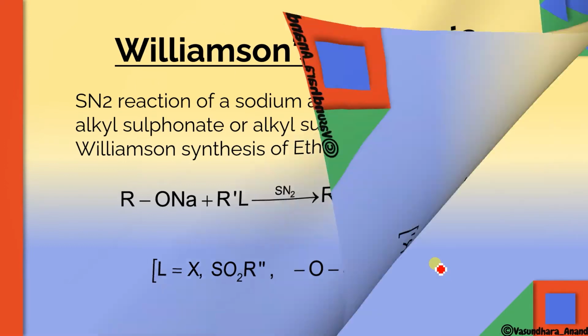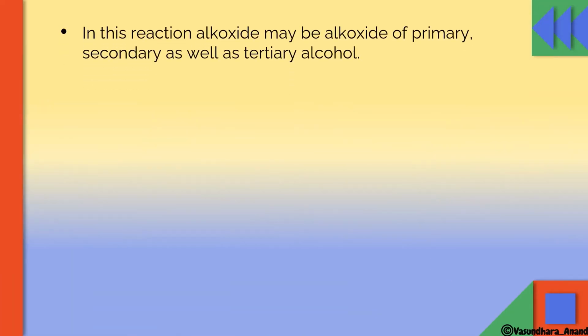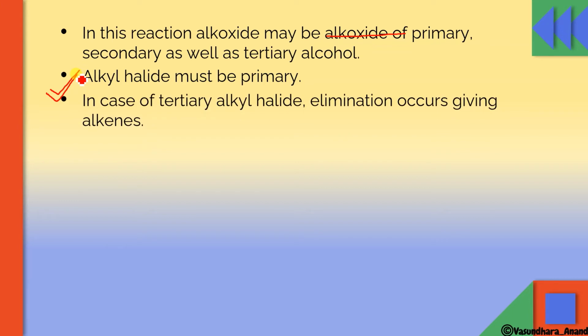Now next, in this reaction, alkoxide may be primary, secondary, as well as tertiary. Alkyl halide must be primary. This is again the important point. Alkoxide can be primary, secondary or tertiary, no worry about this. But alkyl halide must be primary, because if it is secondary or tertiary, there will be steric hindrance, and the SN2 will not go on smoothly, and that's why in that case ether will not form. In case of tertiary alkyl halide, elimination occurs giving alkenes.